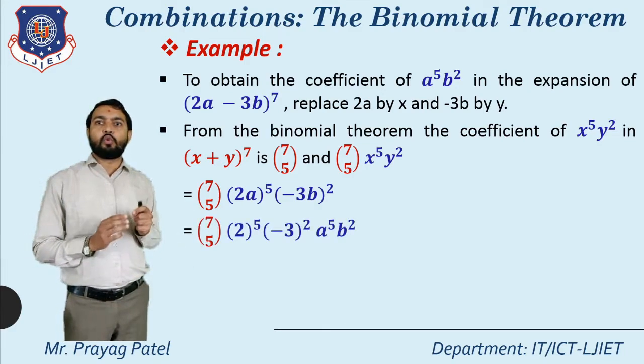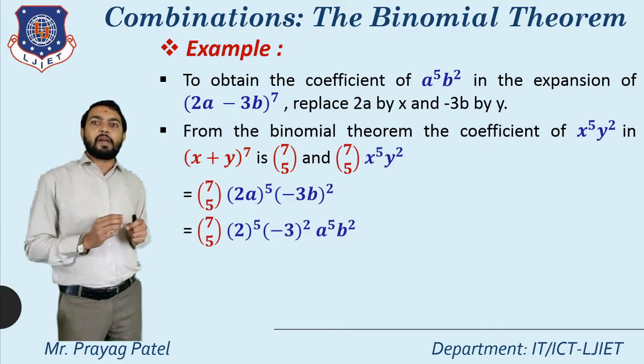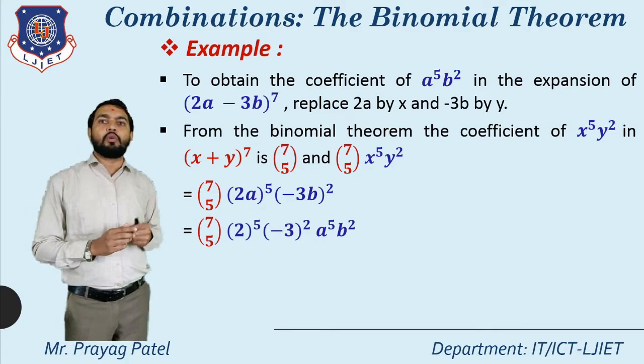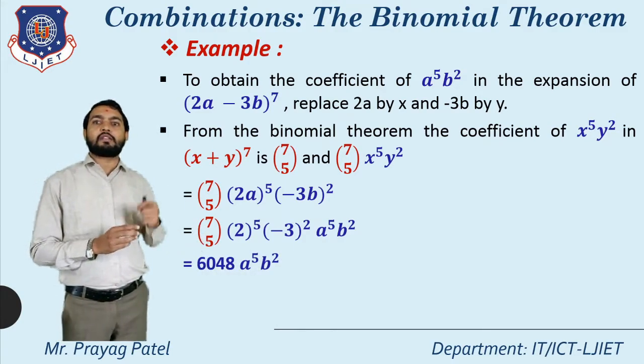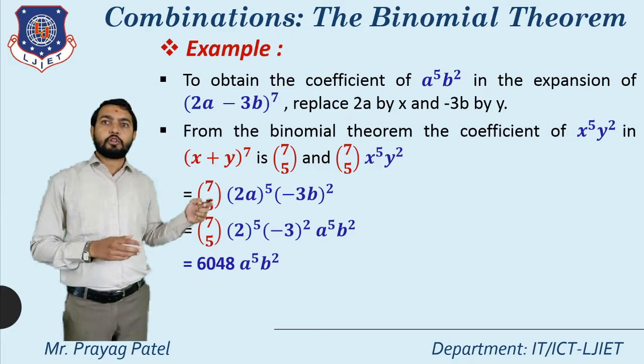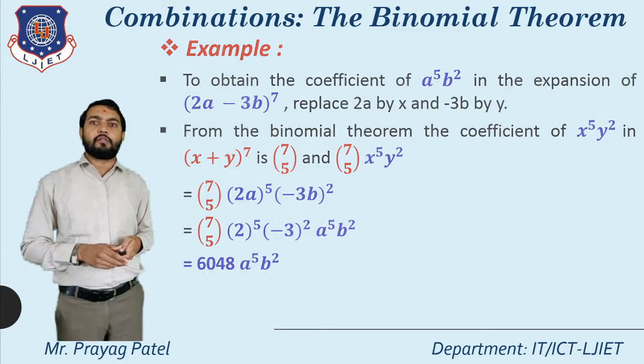Here 2 and a are both different, so we can separate them. Then 7C5 times 2 raised to 5 times minus 3 raised to 2 times a raised to 5 b raised to 2. So our final answer is 6048 a raised to 5 b raised to 2. So this is a simple solution for (2a minus 3b) raised to 7.